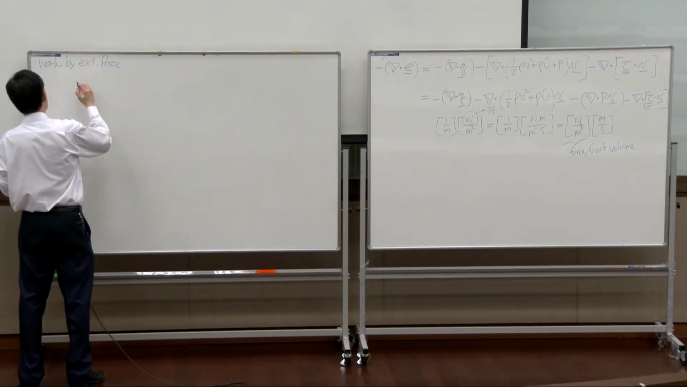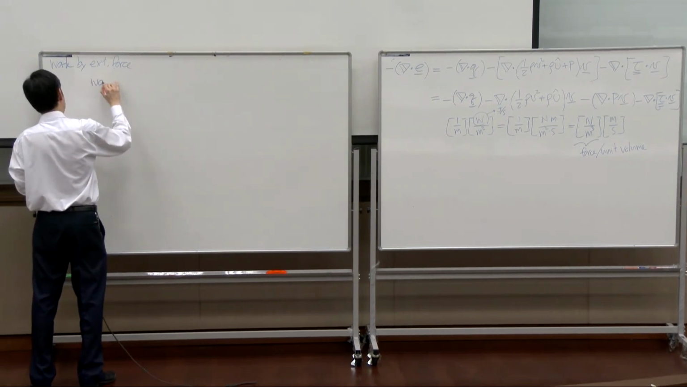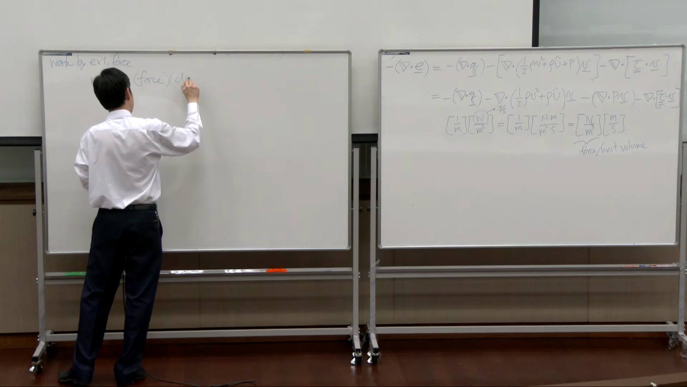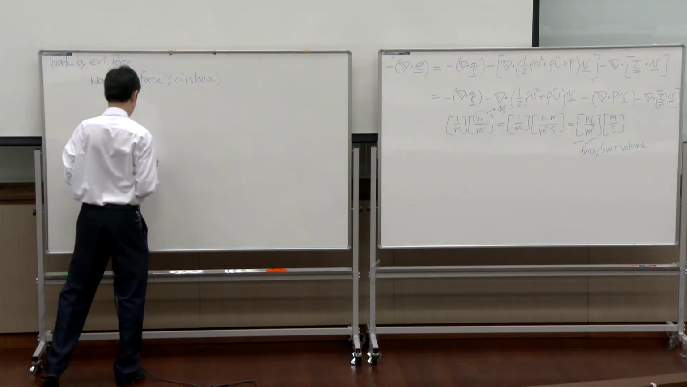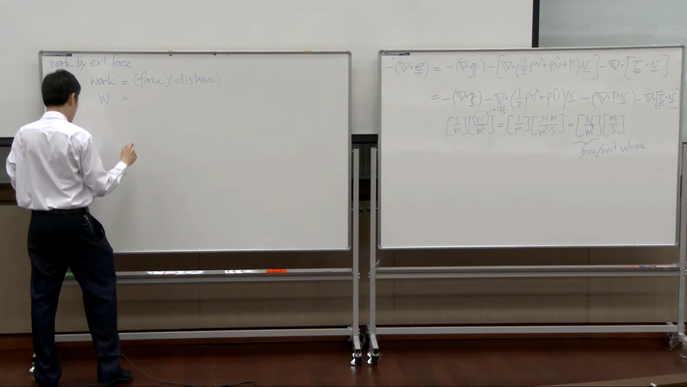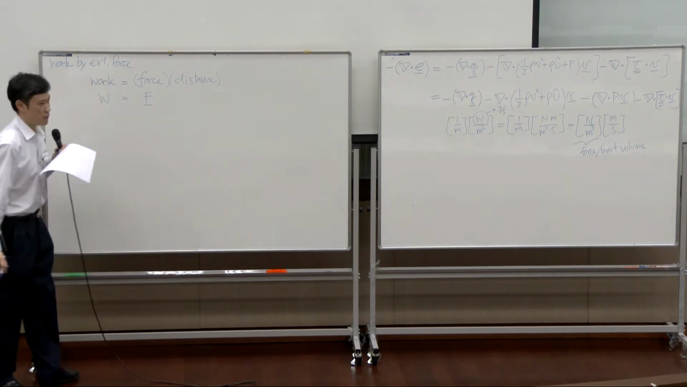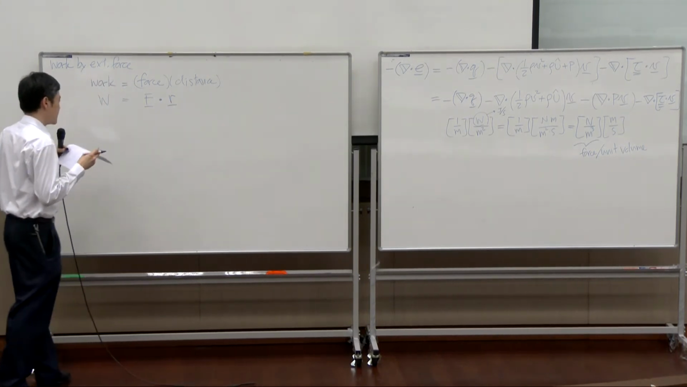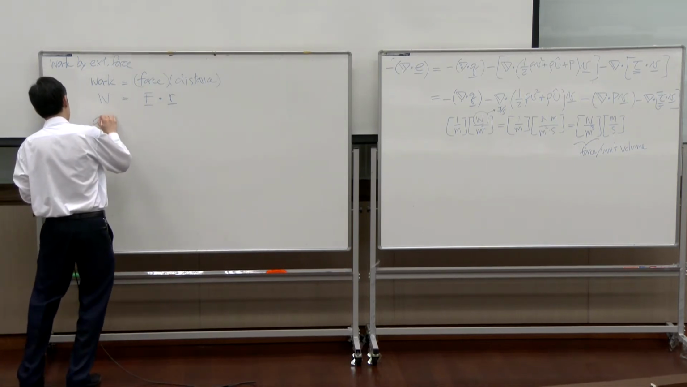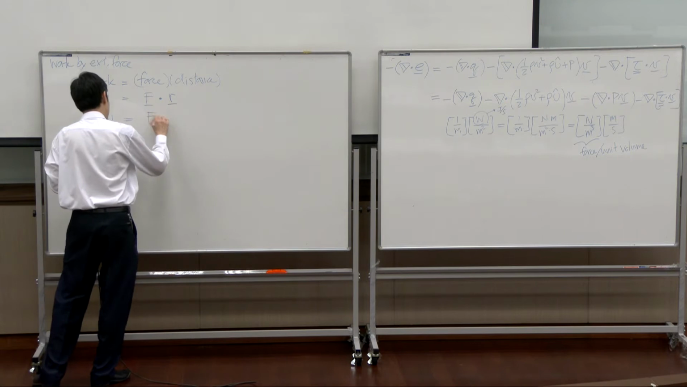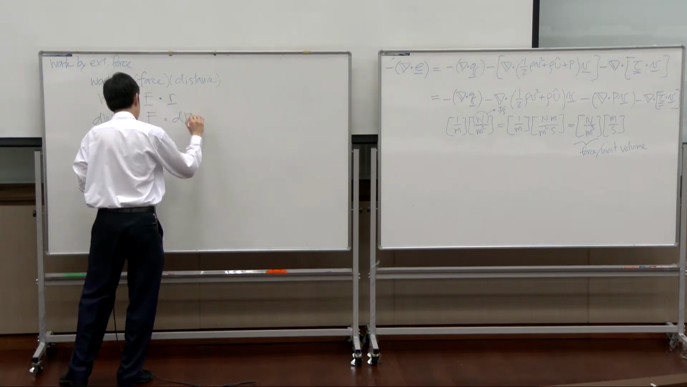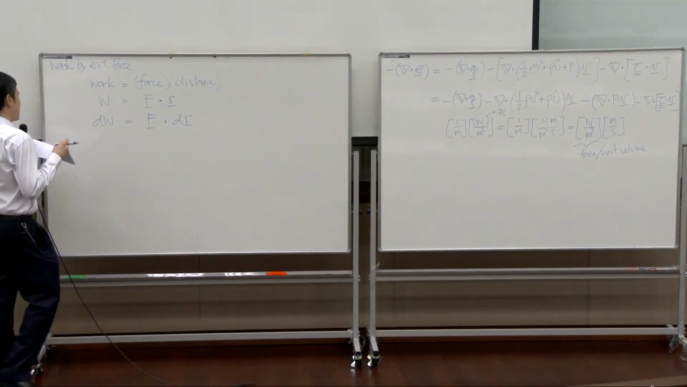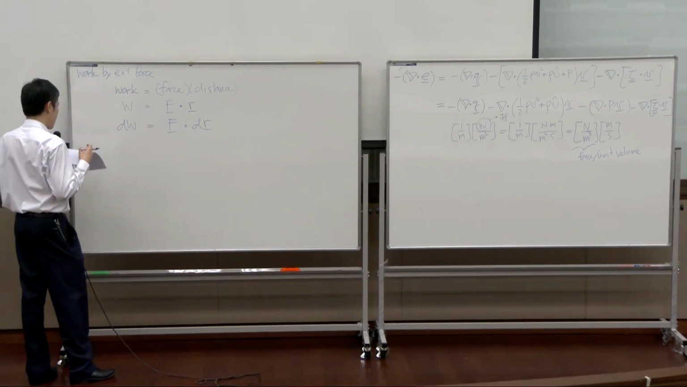From chapter 9, we derive work as force times distance. In other words, W will be force, which is a vector, dotted by a vector representing distance. If you take differentiation, you get F dotted dr. We did this already in chapter 9. This is just a repetition of what we already learned.